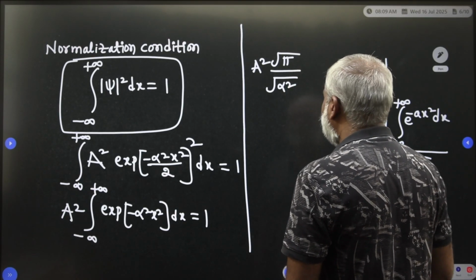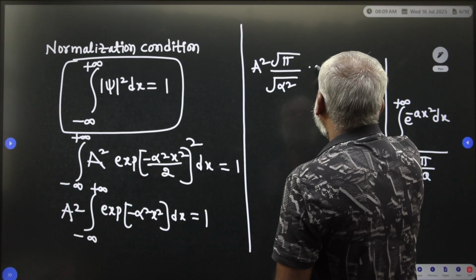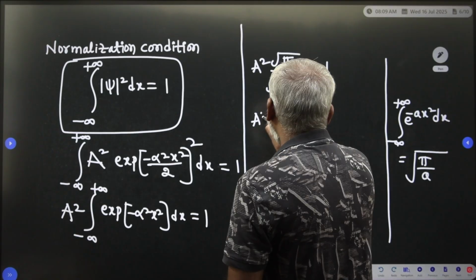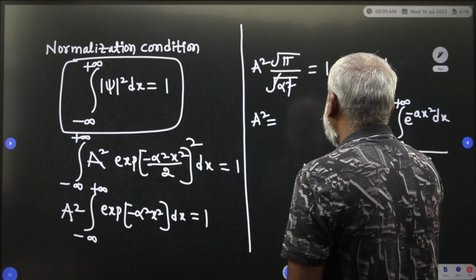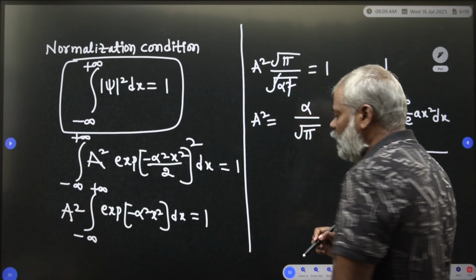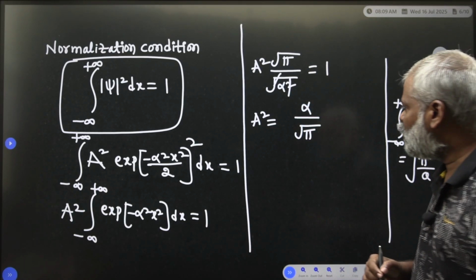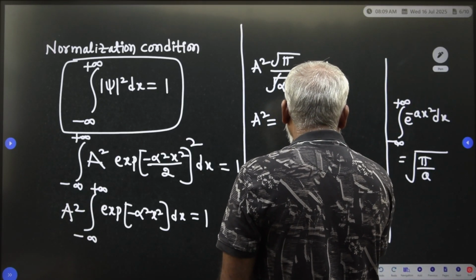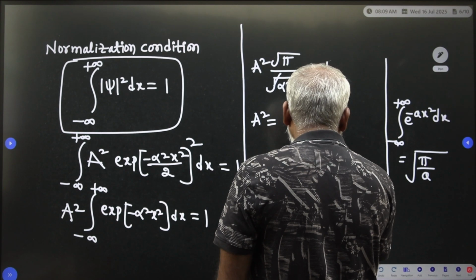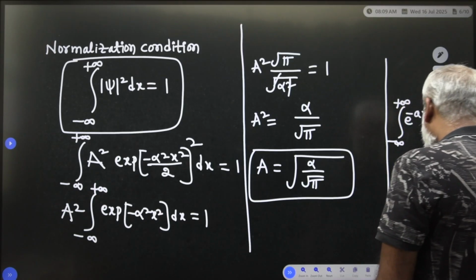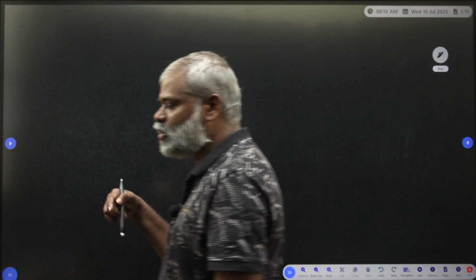So, root 5 is divided by root alpha square, which is equal to 1. So, the square 1 gets cancelled. Therefore, a square is equal to alpha by root 5. So, therefore, a is equal to the square root of alpha by root 5. This is the normalization condition, and you have to substitute it there.